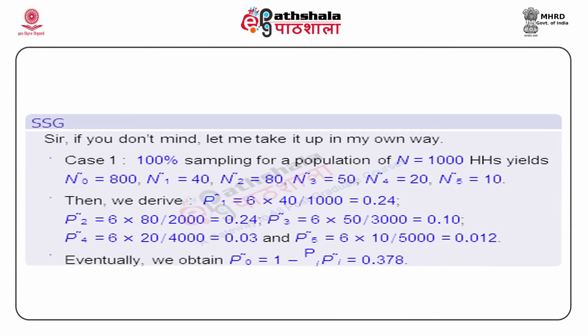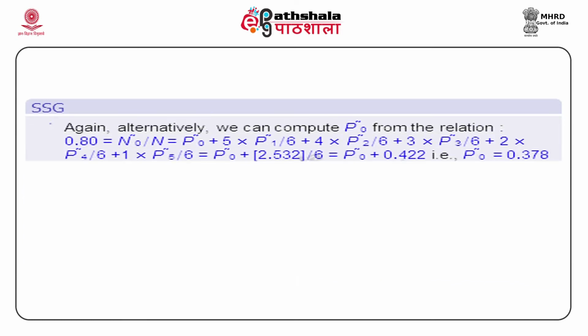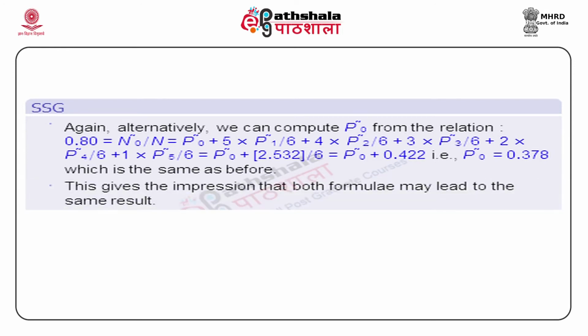And this N0 means never ever. Okay? That is why this P0 refers to no show at all, never ever they are present. That is up to 40%. 40% people are never available. That is the whole idea. Again, alternatively, we can compute P0 tilde from the relation before. Yeah, right. This gives the impression that both formulae may lead to the same result.